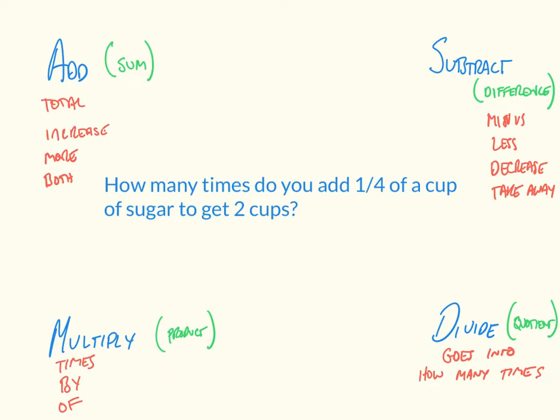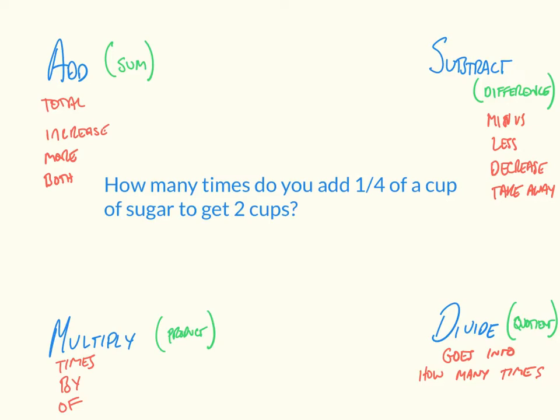All right, so our first problem is: how many times do you add 1/4 of a cup of sugar to get 2 cups? And again, my conversation today is about strategy and planning. It's not necessarily about the computation and how to answer these things. It's sort of picking which one of these things makes the most sense, because ideally we've already got the skills to solve that part.